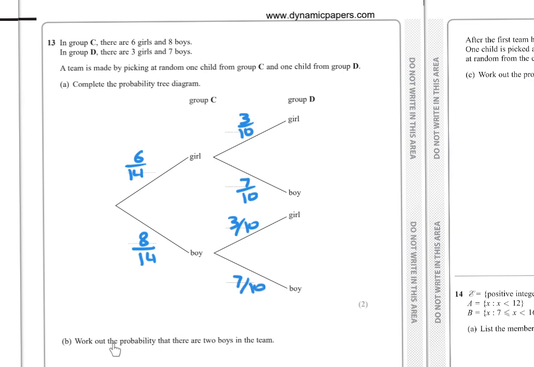B, work out the probability that there are 2 boys in the team. So 2 boys means boy and boy. So 8 over 14 multiplied by 7 over 10. So 8 over 14 times 7 over 10 equals 2 over 5 in the simplest form.